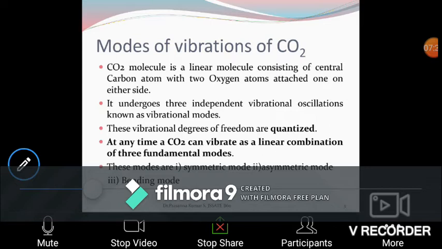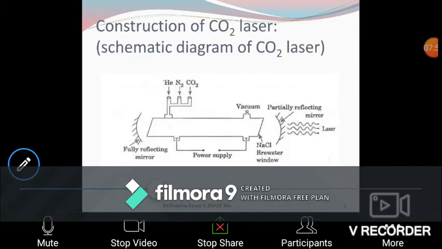And how to consider these vibrations? In any case, carbon dioxide is vibrating with a linear combination of all the three modes. All the three modes you will see in the spectrum. So that is how the carbon dioxide molecule vibrates, as we have already seen. Okay, so coming to the exact construction of the carbon dioxide laser.